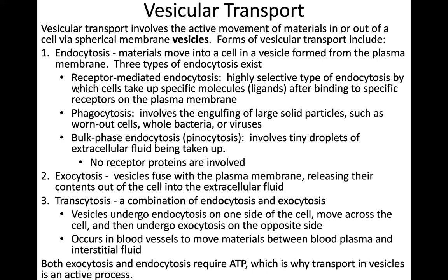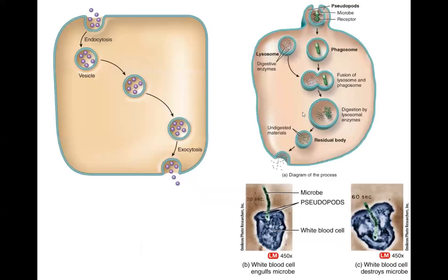So it involves receptor binding to the cell, and then the cell knows, okay, I need to pull that in, and that's what happens. In the case of phagocytosis, this is cell eating. And this is what our macrophages do. The cells that I always tell students, think of them like Pac-Man, running around and gobbling stuff up. This is the engulfing of large solid particles like worn out cells, whole bacteria, or viruses.